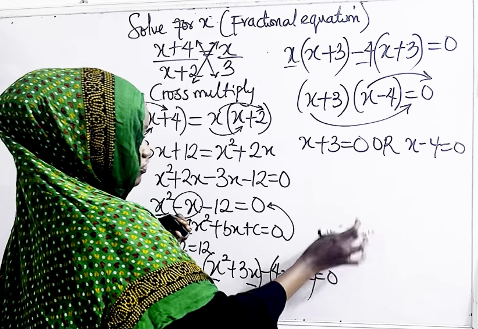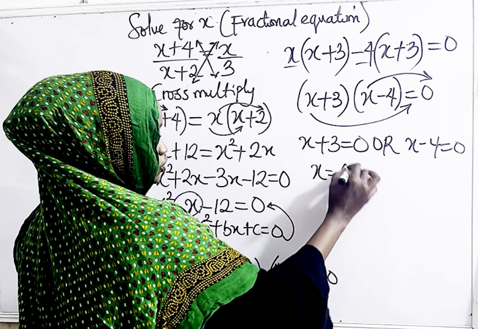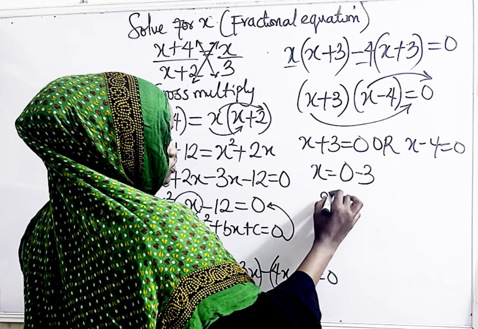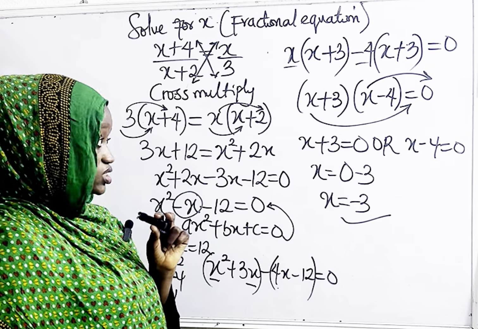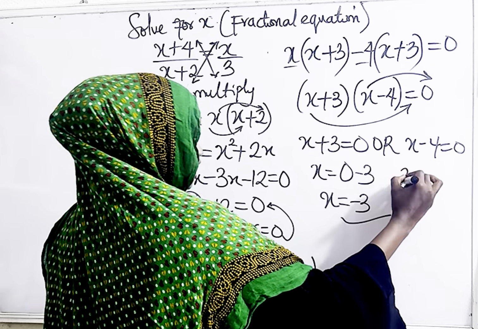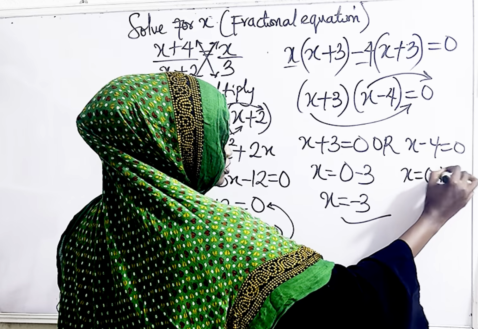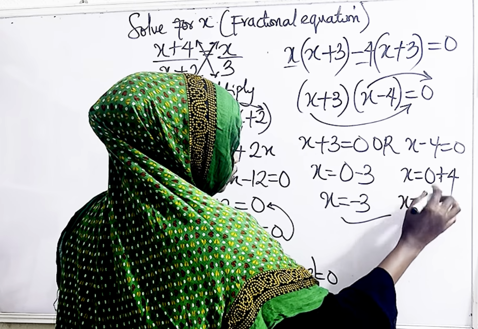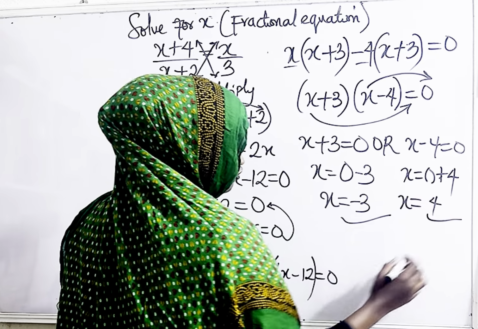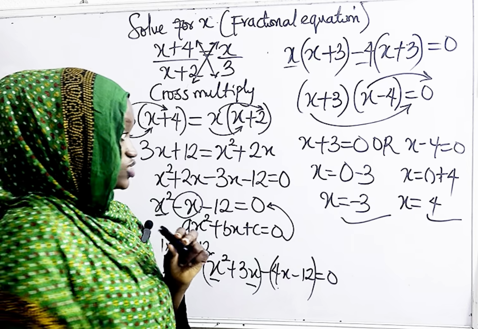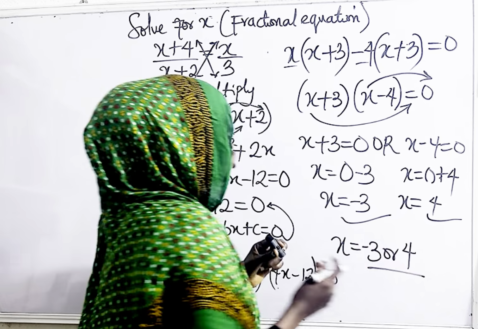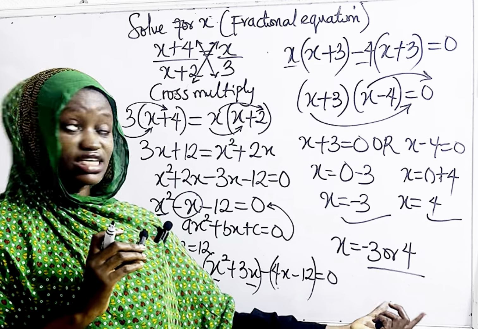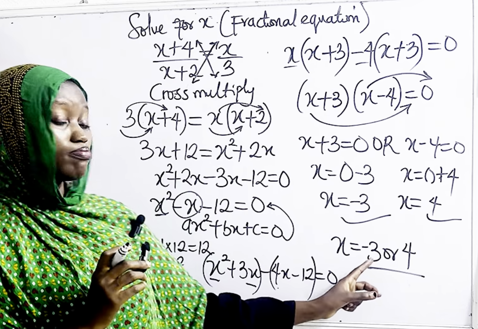So now let's get the value of x here. x equals 0, plus 3 becomes minus 3. So x equals minus 3. This is the first value of x. Let's get the second value. x equals 0, minus 4 becomes plus 4. So x equals 0 plus 4, which is 4. So we have the two values of x: x equals minus 3 or 4. The value of x that satisfies this fractional equation is minus 3 or 4.